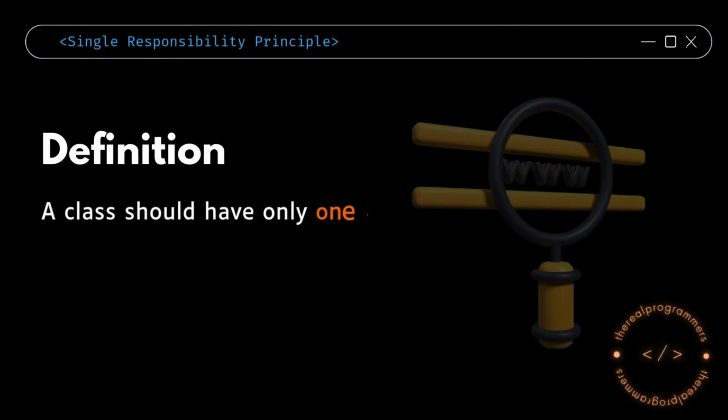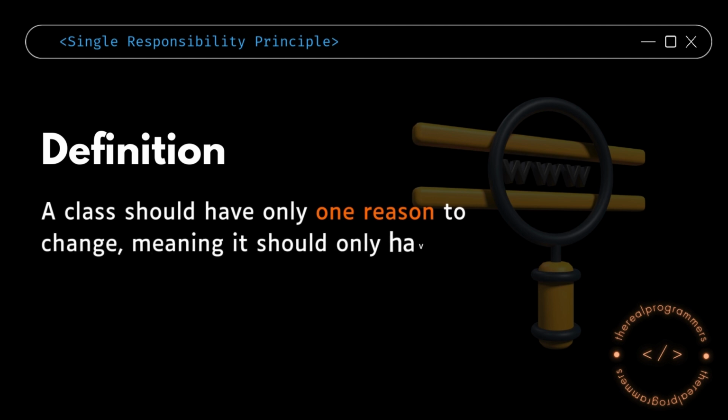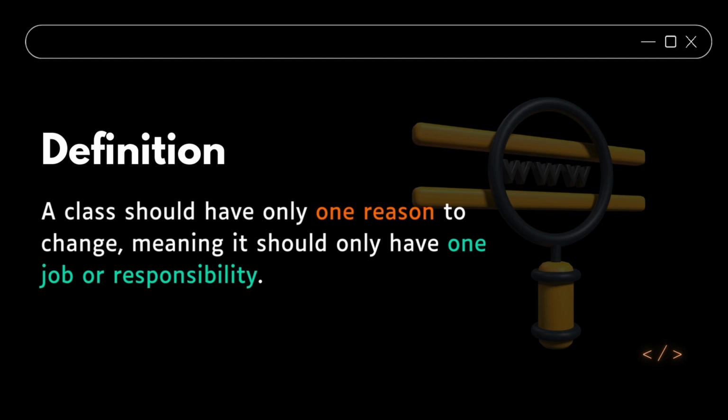The Single Responsibility Principle, or SRP in short, says that a class should have only one reason to change, meaning that it should only have one job or one responsibility. Let's see this in action.